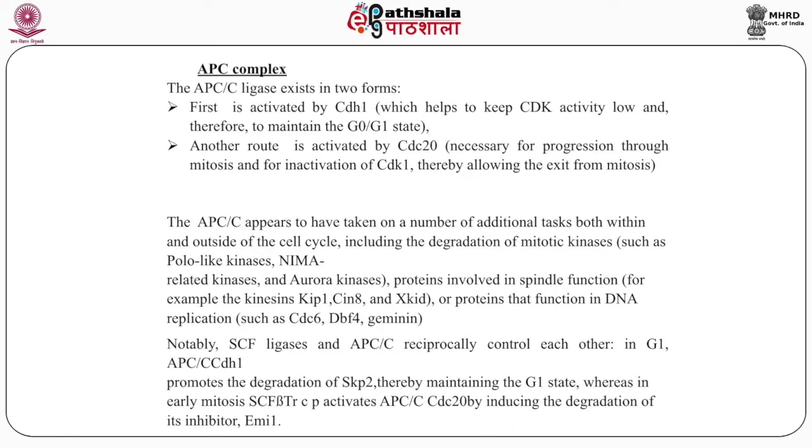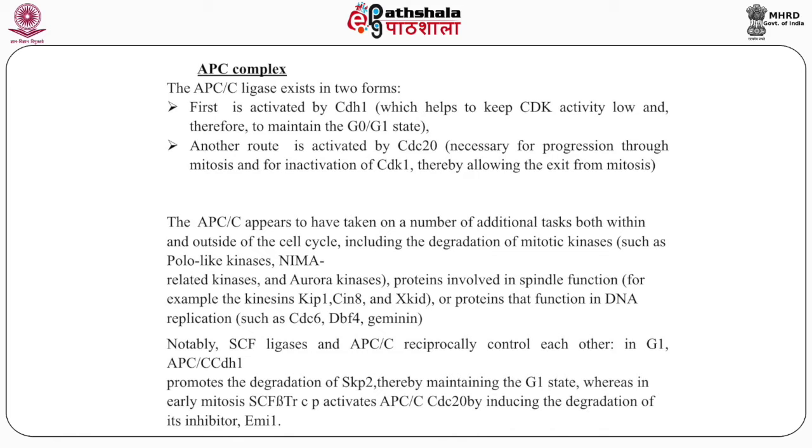And then next is the APC complex. The APC ligase exists in two forms. The first is activated by CDH1, which helps to keep CDK activity low and therefore to maintain the G0/G1 state. The other is activated by CDC20, which is necessary for progression through mitosis and for inactivation of CDK1, thereby allowing the exit from mitosis.